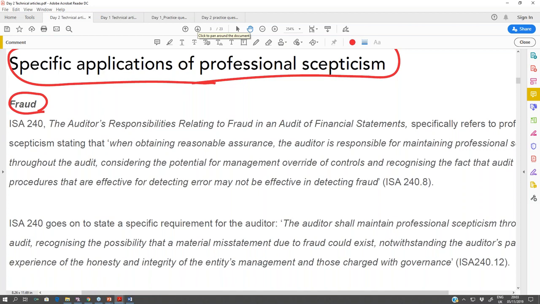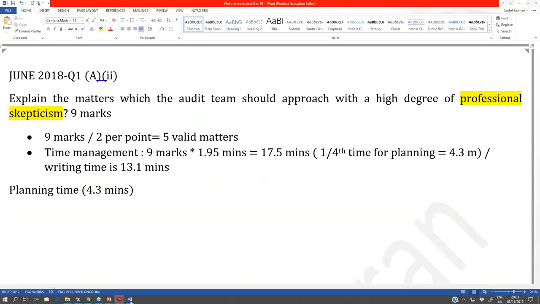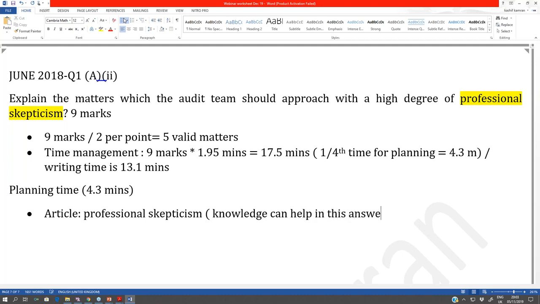So have you got the importance of reading this article, professional skepticism? Will this really be impacting on the answer you will be writing for the June 18 question number 1? Right, so please go through this article, drill this article, and have a proper read of it. Now let's see what the examiner was asking in this question: explain the matters which the audit team should approach with a high degree of professional skepticism. The first good thing we should know is that there is an article on professional skepticism, and as a student I should have this knowledge, and it can help in this answer.